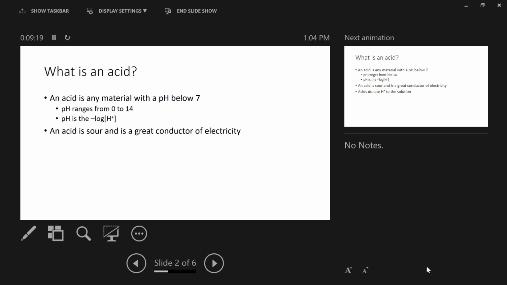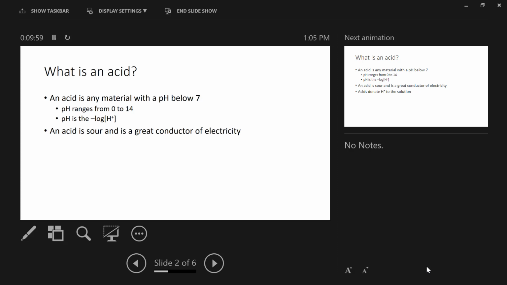All right. Another way to define an acid. An acid is something that is sour and is a great conductor of electricity. And that's why it's great to use as an electrolyte, because it's a good conductor of electricity. Acids, great conductors of electricity, make great electrolytes to help electrons that come off of the anode make it to the cathode.